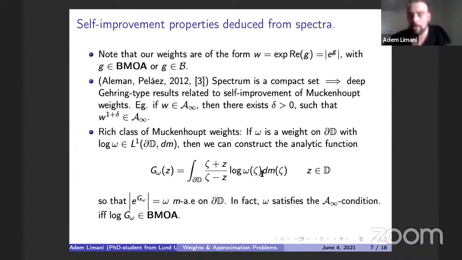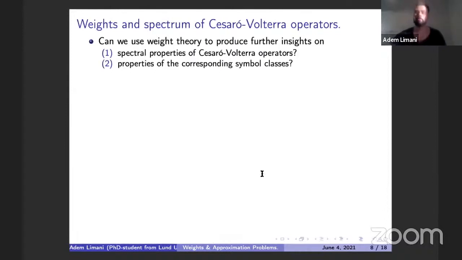And then once we understood this, me and my colleague Bartosz thought, well, what if we go the other way around? What if we use weight theory in order to produce further insights on T_g operators and the corresponding symbol classes? So these are the two main questions, and this is what I would like to address in this talk.